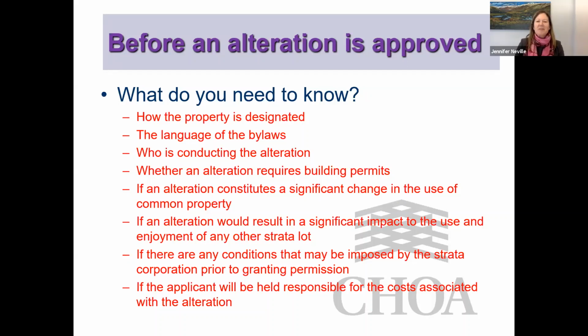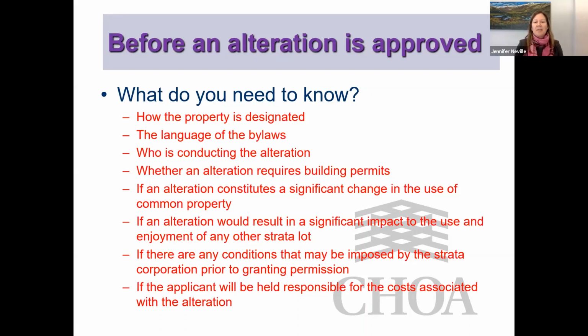So let's start with the first slide about what you need to know about alteration agreements. You want to consider how the property is designated, the language of the bylaws, who's conducting the alteration, whether an alteration requires building permits, if an alteration consists of a significant change in the use of common property, and we're going to talk about that a little bit more today. And if an alteration would result in a significant impact to the use and enjoyment of any other strata lot.